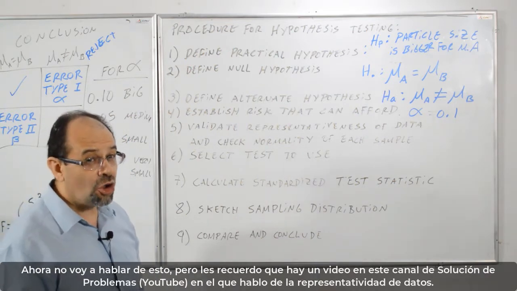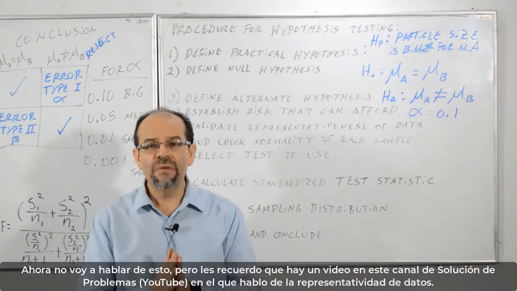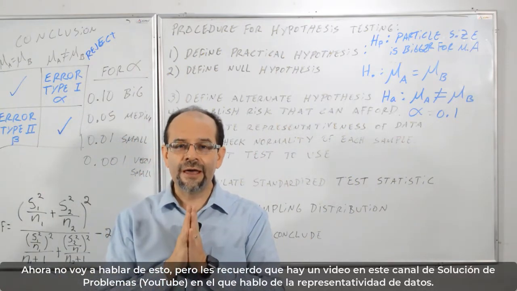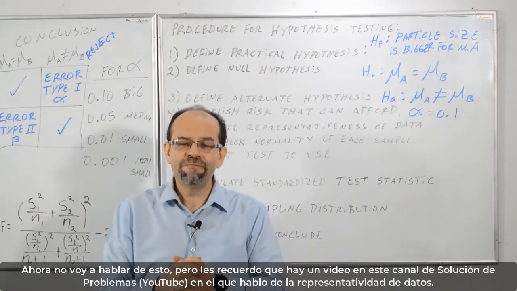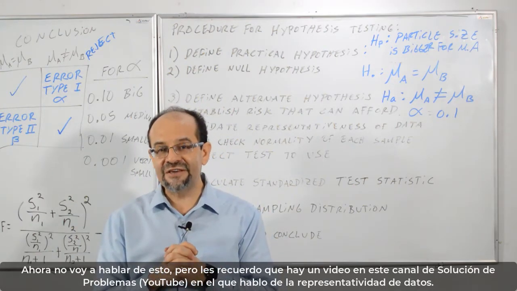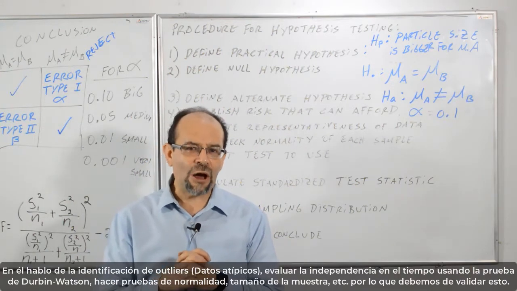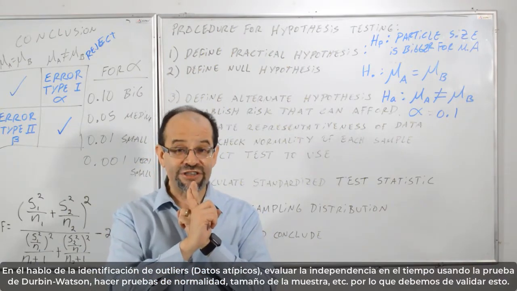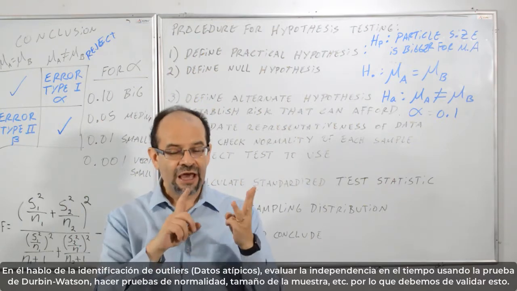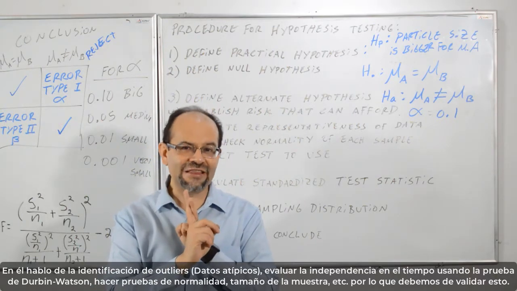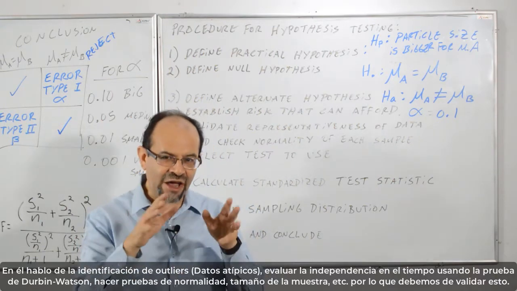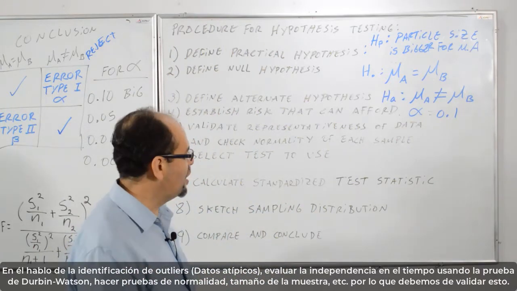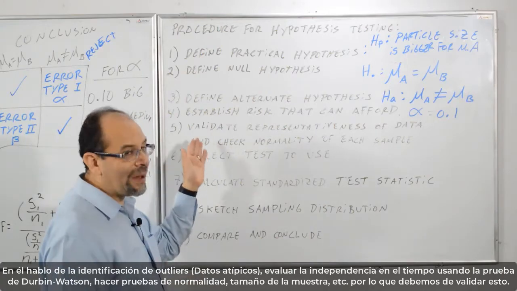Next step, validate the representativeness of data and check normality for each sample. I'm not going to talk about that one now. I remind you that there is another video on YouTube, here in the problem solving channel, about representativeness of data. I'm talking about checking outliers, checking independence over time, which is Durbin-Watson, checking normality tests, and sample size, for instance. That's another one of the tests. So you have to validate that.